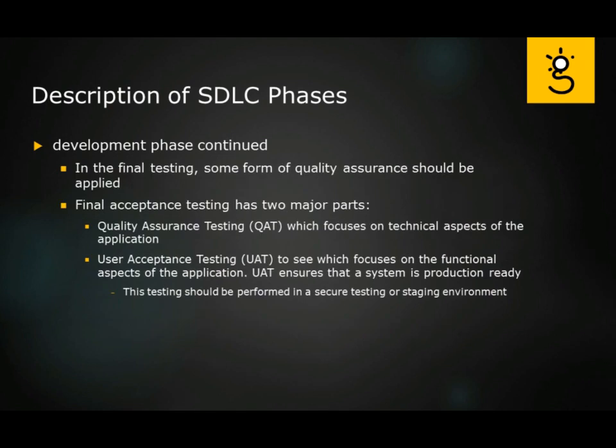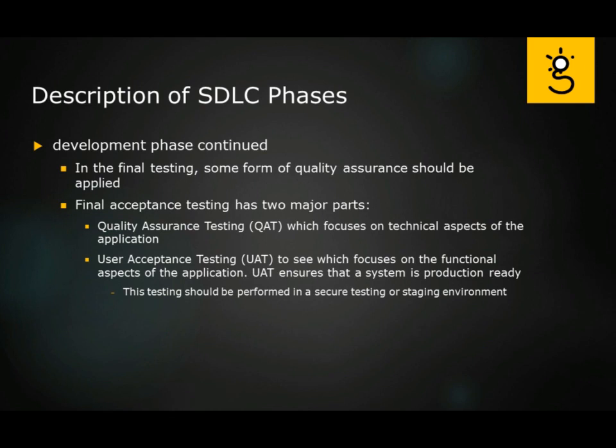In the final testing, there should be some form of quality assurance that's going to be applied. Now, there are two major parts of the final acceptance testing, and that is the QAT, the quality assurance testing, which is going to focus on the technical aspects of the application, and the UAT, or the user acceptance testing, which basically focuses on the functional aspect of the application. The UAT is going to ensure that a system is production ready, right? If the users are happy and they sign off on it, then we're ready for production.